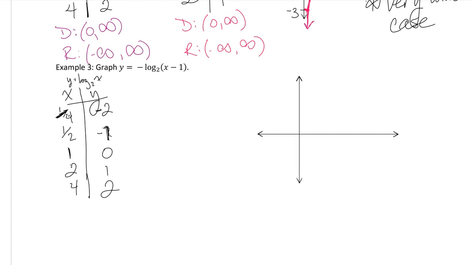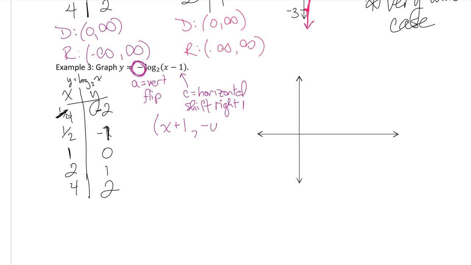In reference to that, though, this is the important part. We've got a vertical flip because of that negative out in front. And we're also going to have a horizontal shift. And it's going to go not left, which is negative, but because we have to account for that change in sign, we're going to right 1. So what does that look like? Well, it looks like this in terms of mapping notation. I'm going to go x plus 1 and -y. So if we remember how to do that.